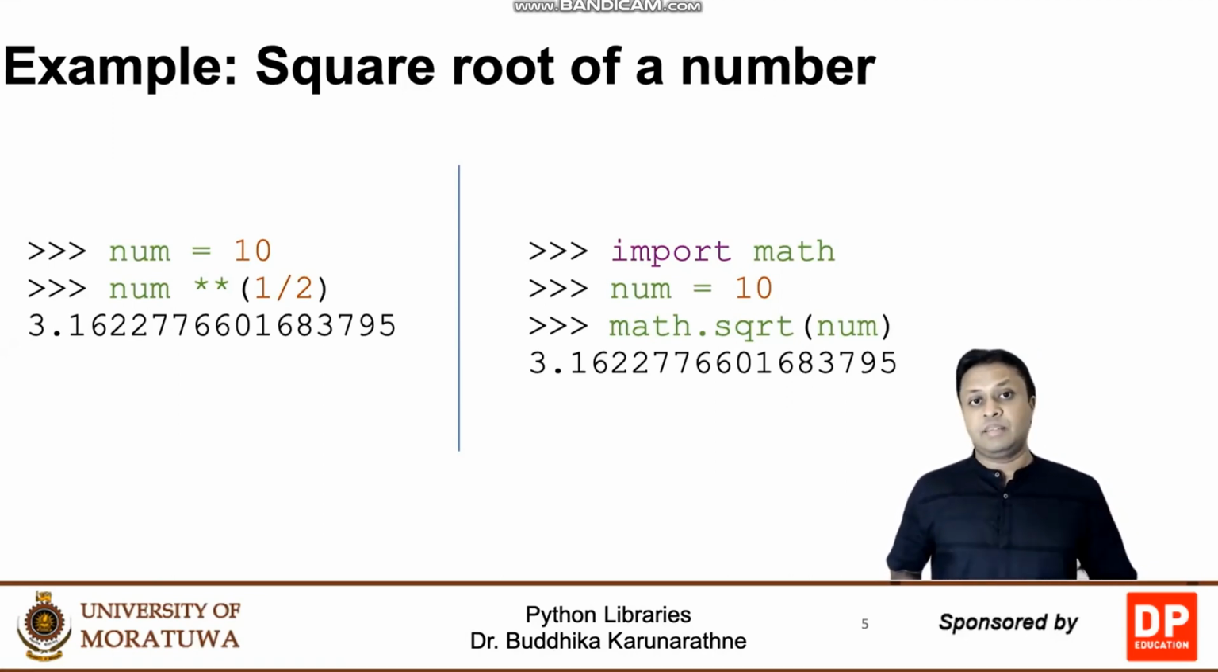What you can see on the left-hand side is that method. On the other hand, you can use the built-in math module in Python to do the same thing. That is what you see on the right side. In that case, first, you have to import the module math using the reserved word import. Then you can call the function sqrt, which stands for square root, which is part of the math module.